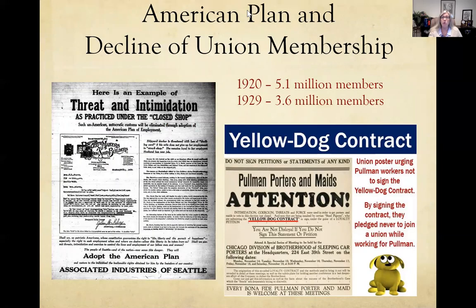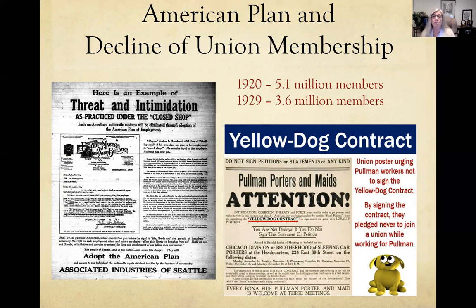So going back to the idea of labor unions and what businesses are going to be doing, they begin to try to circumvent the labor unions and begin to gain the loyalty of their workers through something called the American Plan, where they begin to offer almost like incentives to work in certain factories or in certain companies. And in return, there was a pledge not to go on strike.